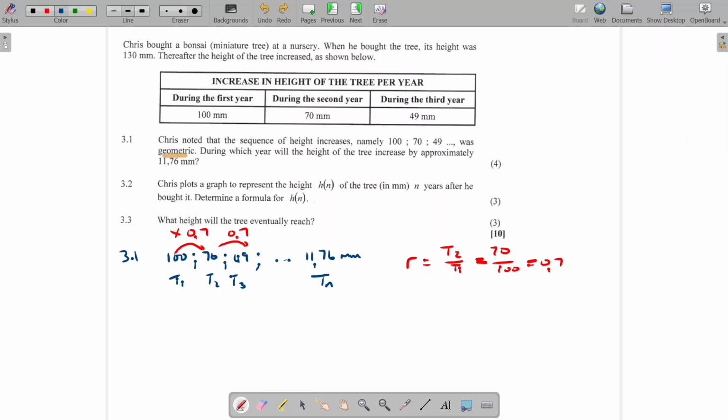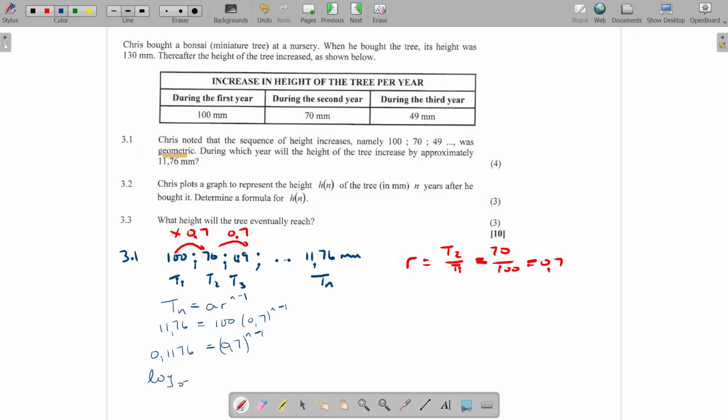Okay, we know that Tn is going to equal AR to the n minus 1. So we know that 11.76 is going to equal 100 times 0.7 to the power of n minus 1. So we divide through by 100. So 0.1176, do not round off, equals 0.7 to the power of n minus 1. We are going to use logs.